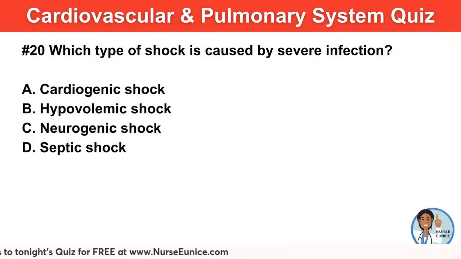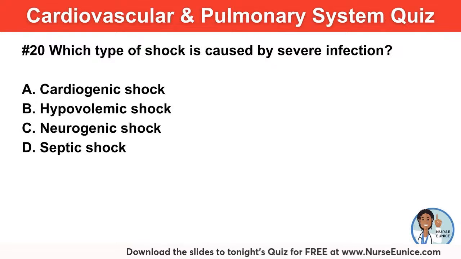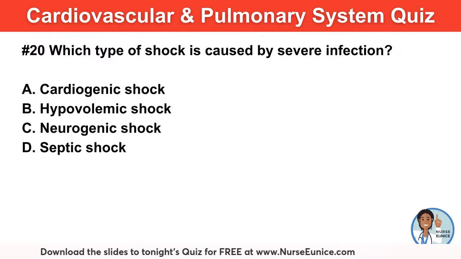Number 20, which type of shock is caused by severe infection? Is it cardiogenic shock, hypovolemic shock, neurogenic shock, or septic shock? Severe infection.